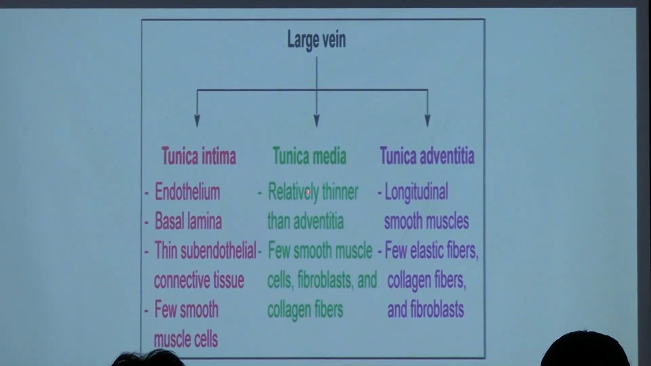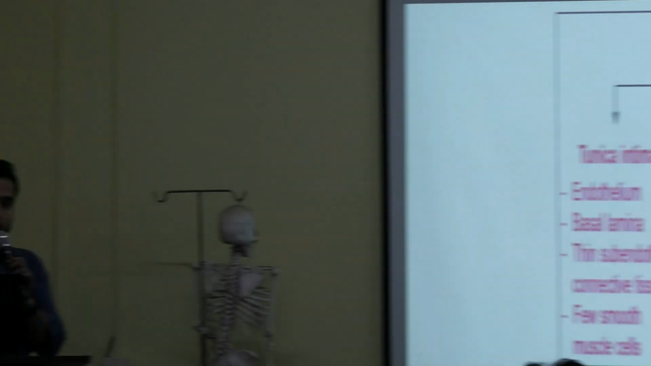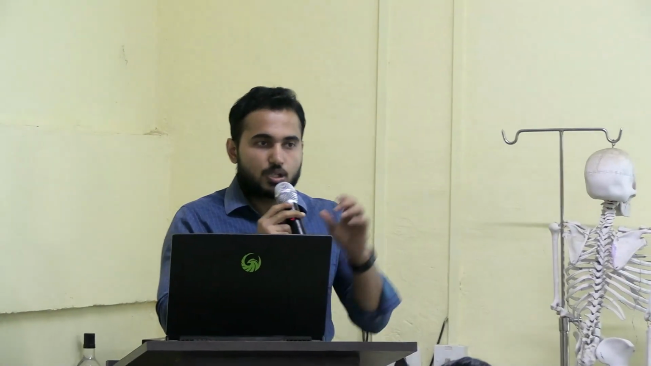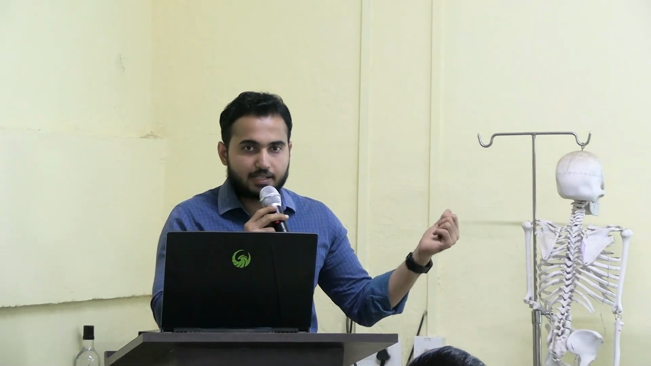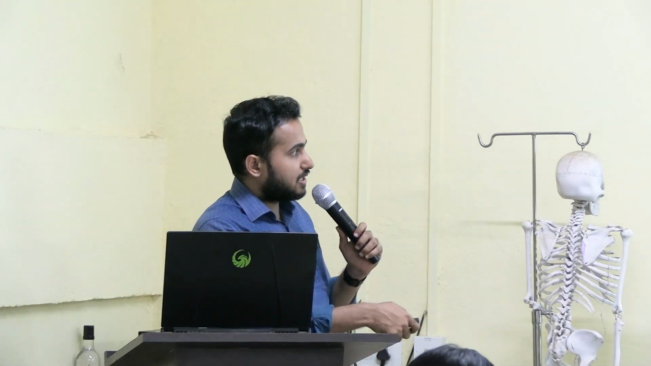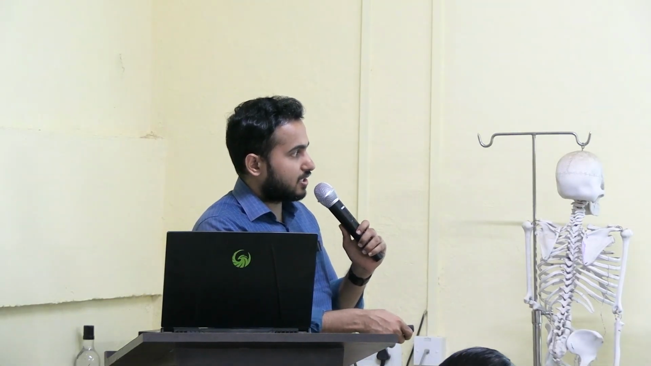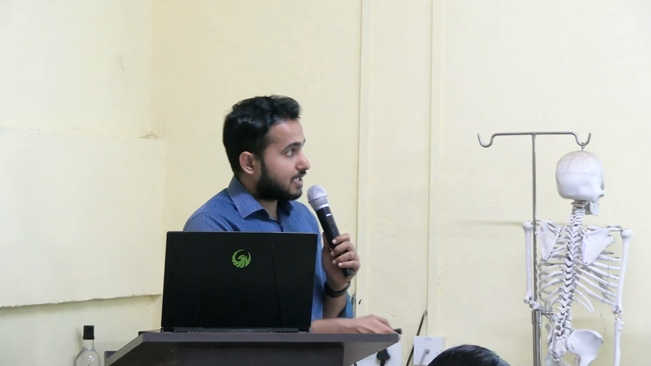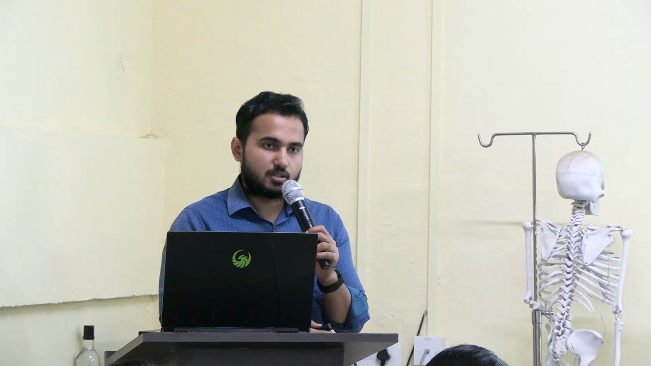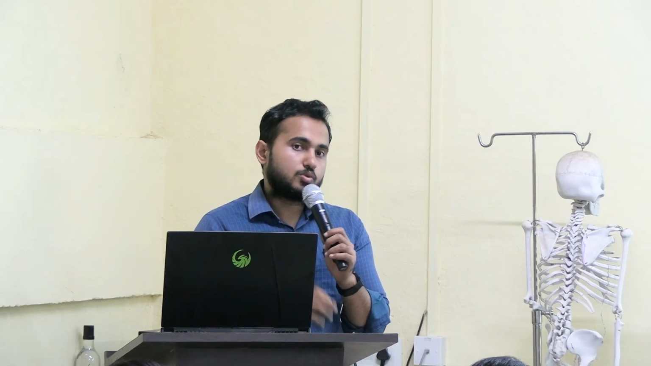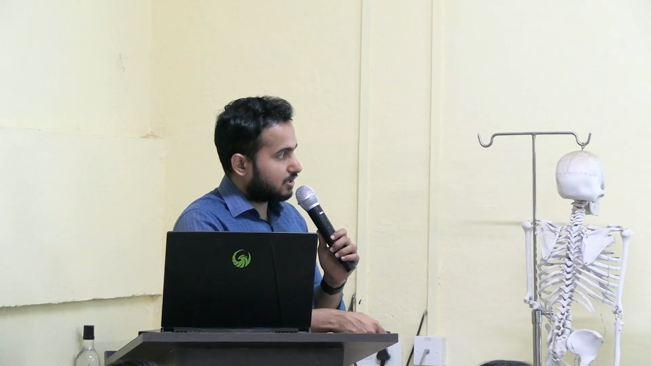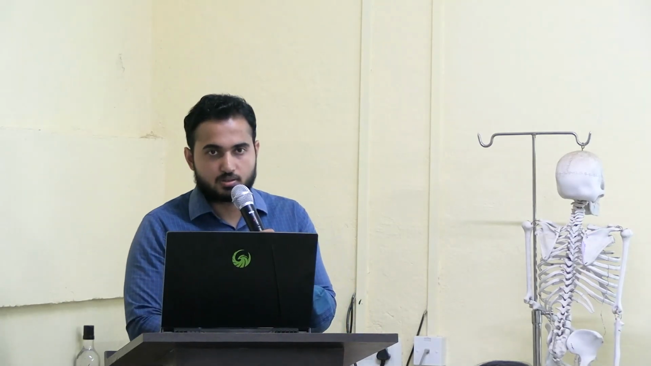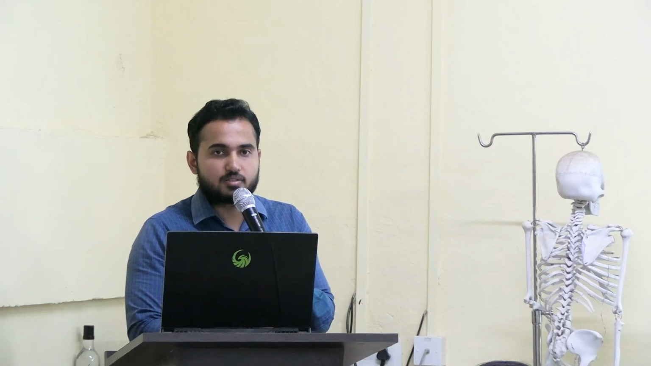In the tunica media, it is relatively thinner. In case of muscular artery, elastic artery, we have seen that tunica media is very thick. I have shown you in the diagram. But here it is the opposite. The tunica media is relatively thinner than the adventitia. Few smooth muscles, fibroblasts and collagen fibers are present. Next, if you go to the tunica adventitia, it is very thick in case of large size vein, where bundles of smooth muscle cells are present, and in between them a few collagen fibers, elastic fibers and fibroblasts are present. That is the arrangement of large veins.